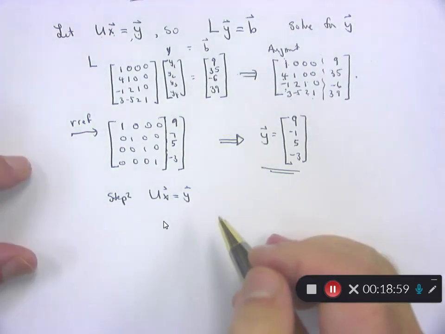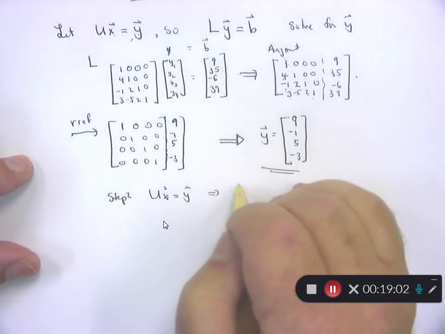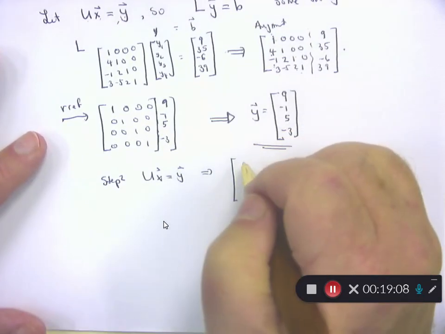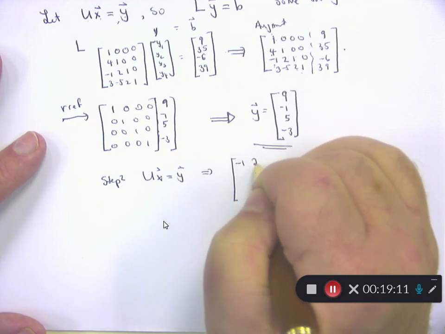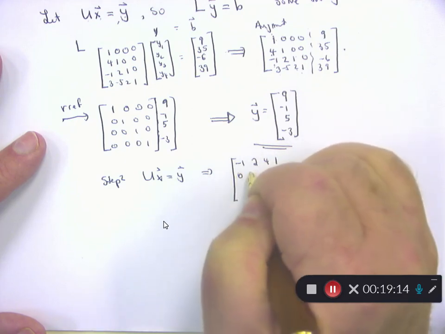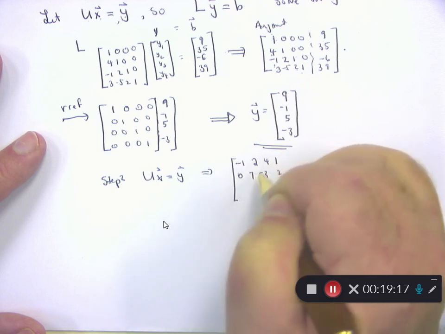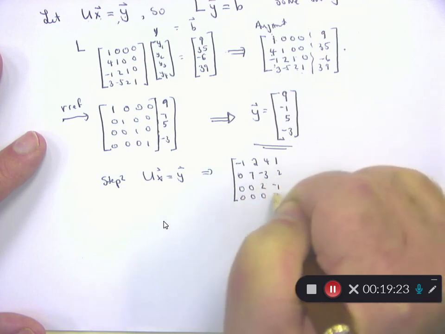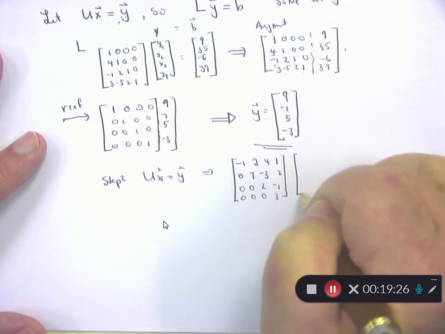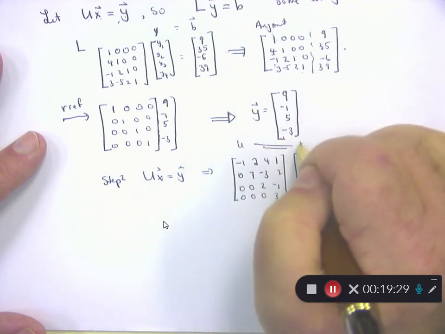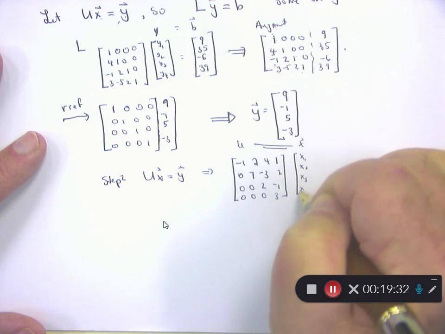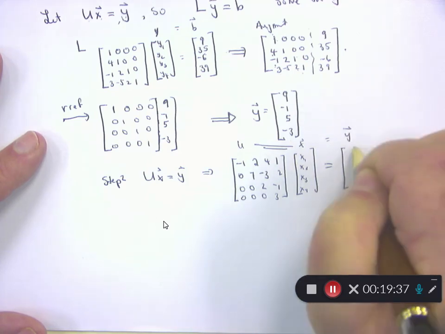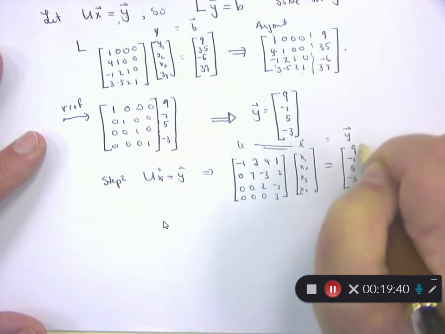How would you solve this? Well, this actually means that U was this matrix right here. I'm just going to recopy it: negative 1, 2, 4, 1, 0, 7, negative 3, 2, 0, 0, 2, negative 1, and 0, 0, 0, 3, times the x vector. So your x vector is going to be x1, x2, x3, x4, and you're going to set that equal to the y vector, which we just solved for, which is 9, negative 1, 5, negative 3.